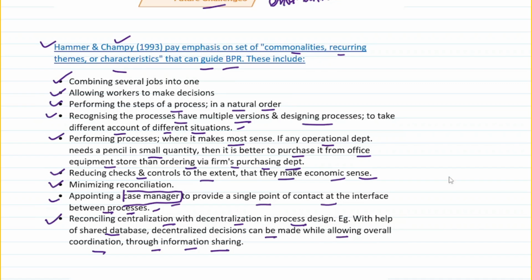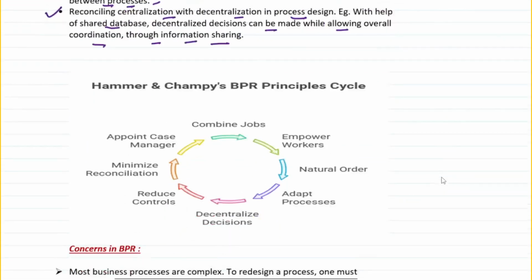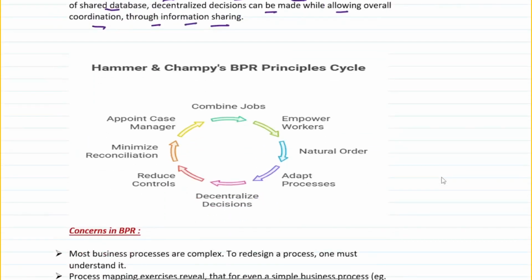Fine. Decentralized means many people from different parts of the country can make decisions, and that can be monitored by the centralized group. That means the top authority. So that's what it talks about. Let's have a look at this diagram and you would be able to recollect.